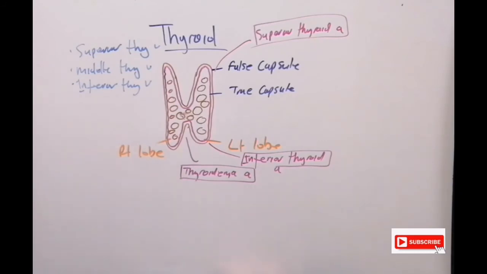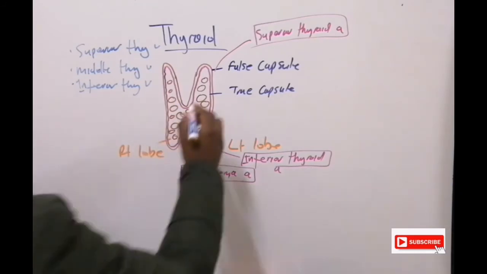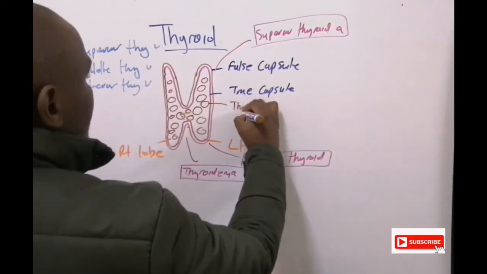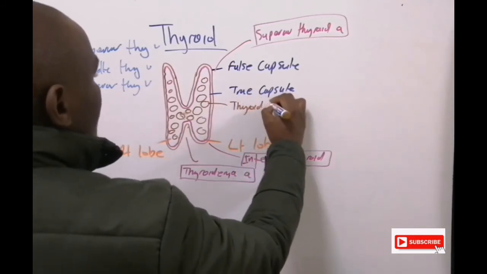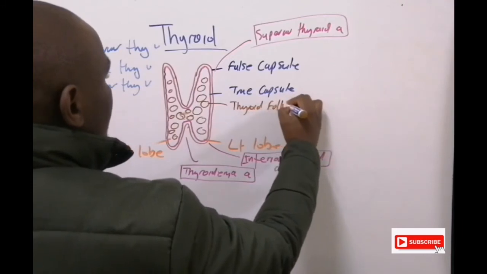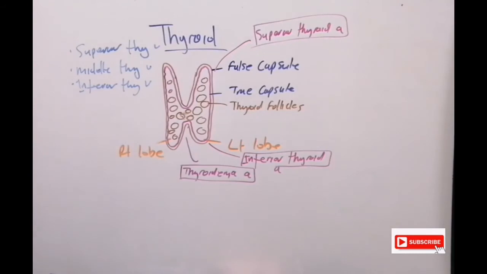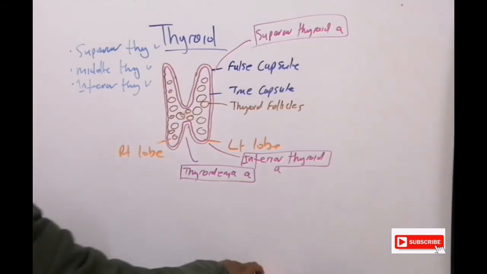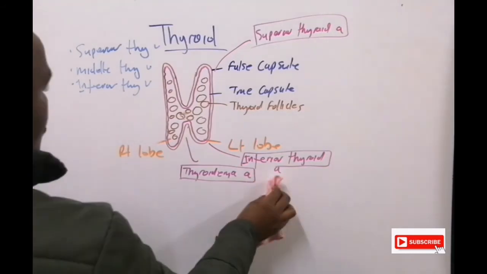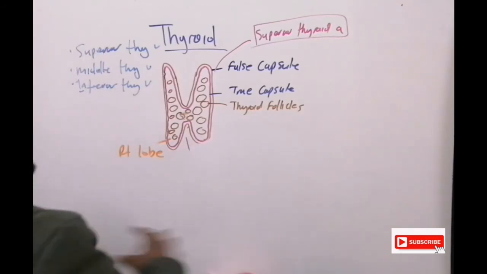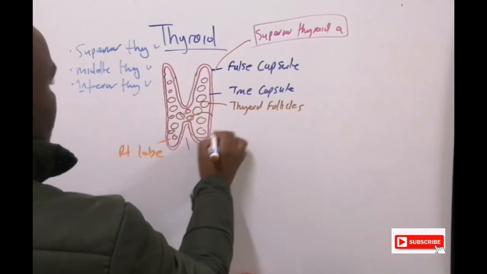So those are called the thyroid follicles. Thyroid follicles. So now I'm going to just have to remove this so that we can zoom. So let's zoom into this.